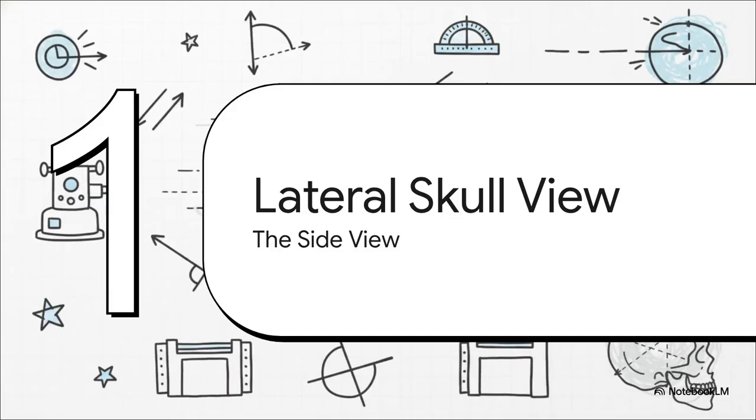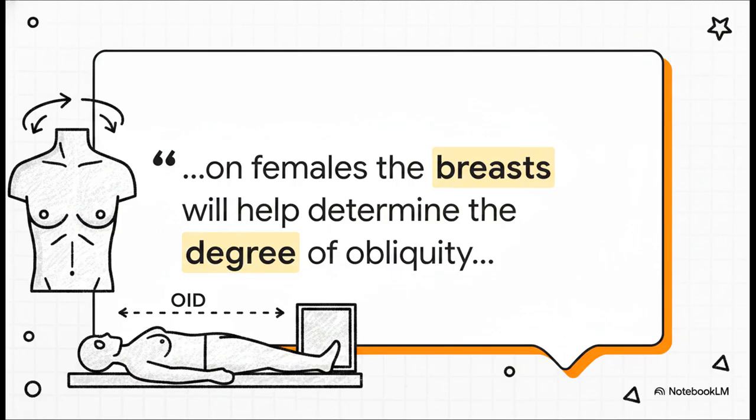Section 3. Lateral skull, the side view. For this side view, we switch to a 10 by 12 transverse collimation. And interestingly enough, the nose and the mandible, they don't even need to be included. We just need that 1-inch border around the skull itself.